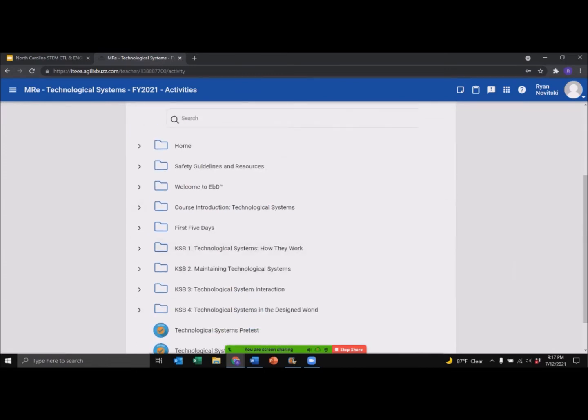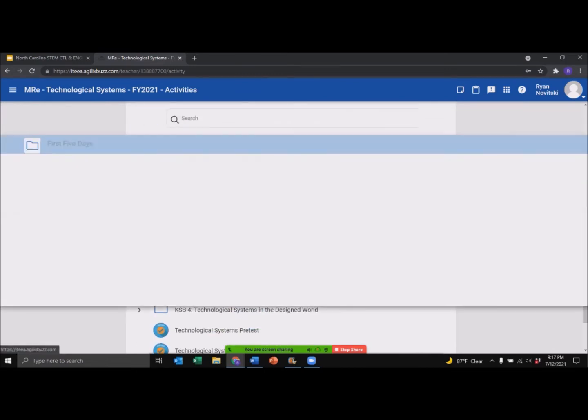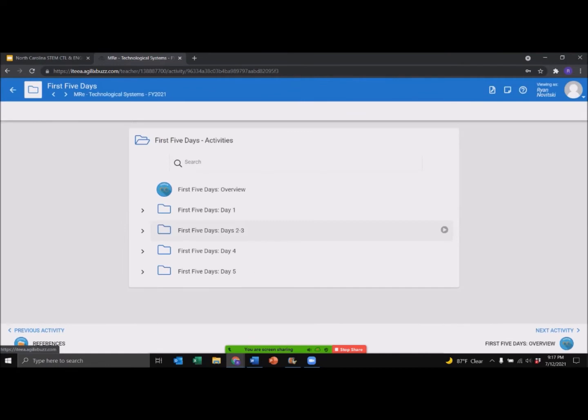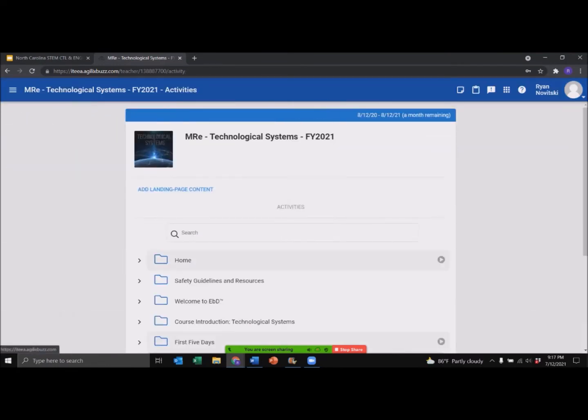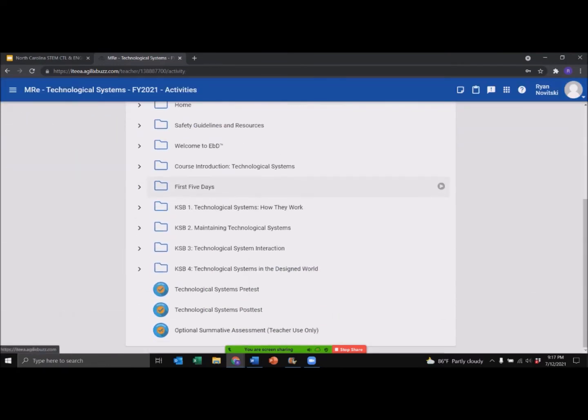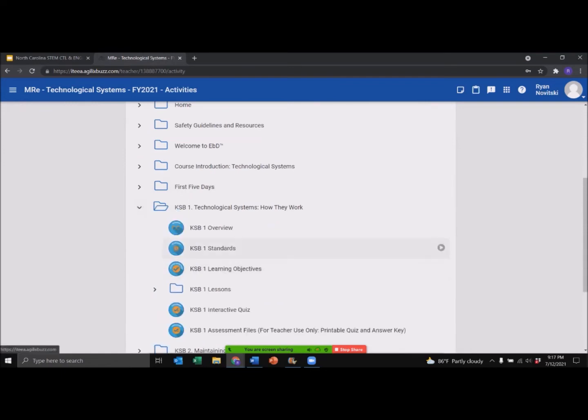First 5 days, this specifically talks about what you as the educator and the students will be doing for the first 5 days of school. And then it goes into our KSBs. KSB is an acronym for Knowledge Skill Builder, which in the high school are the units. What skills do you want your students to learn, and how are you going to engage them via the knowledge to build upon one another towards that particular skill?